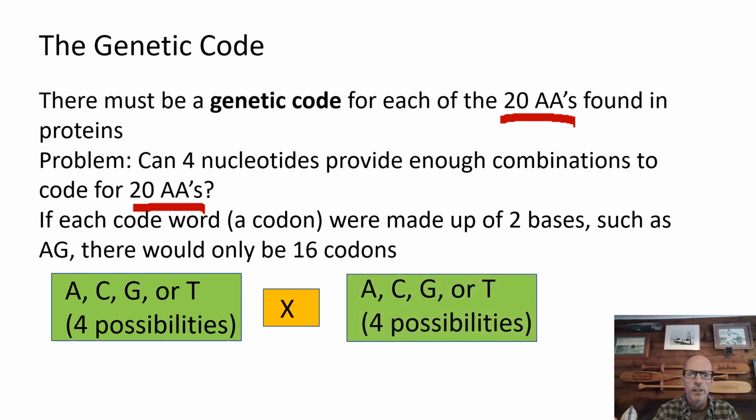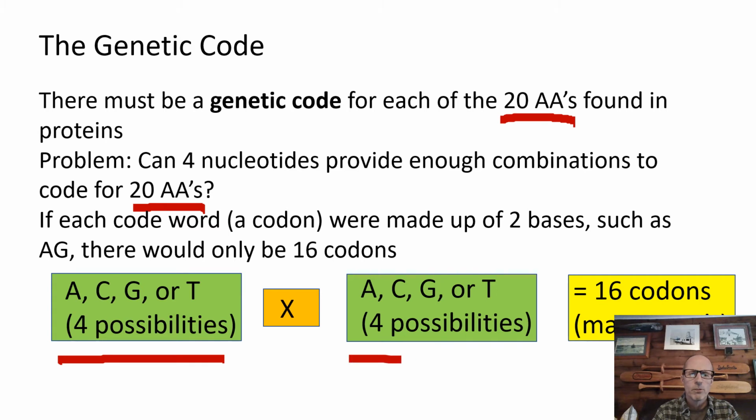If you think about it, if we have 2 different nucleotides involved, we can have 4 possibilities in this position right here, A, C, T, or G, and we can only have 4 possibilities here. Well, when you multiply those 4 together times 2, that still only represents 16 different codons. And of course, because there's 20 different amino acids, there would be less than 1 codon available for each amino acid, which seems to be impossible.